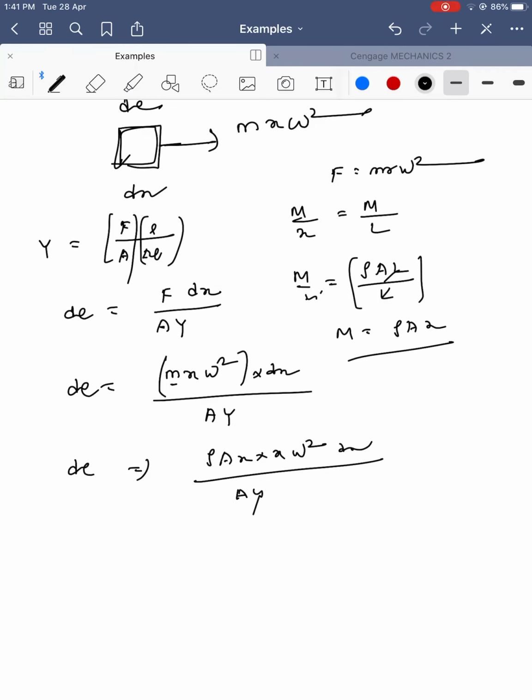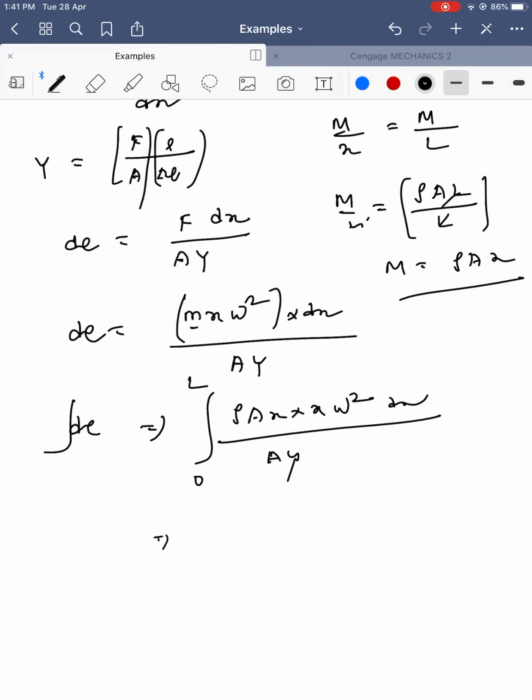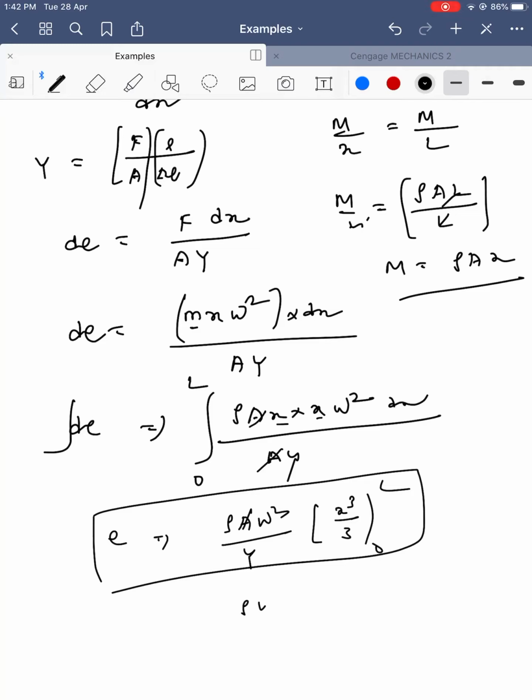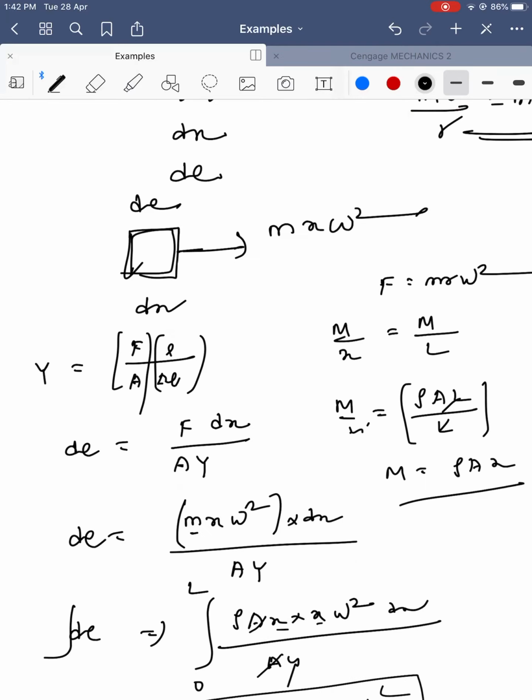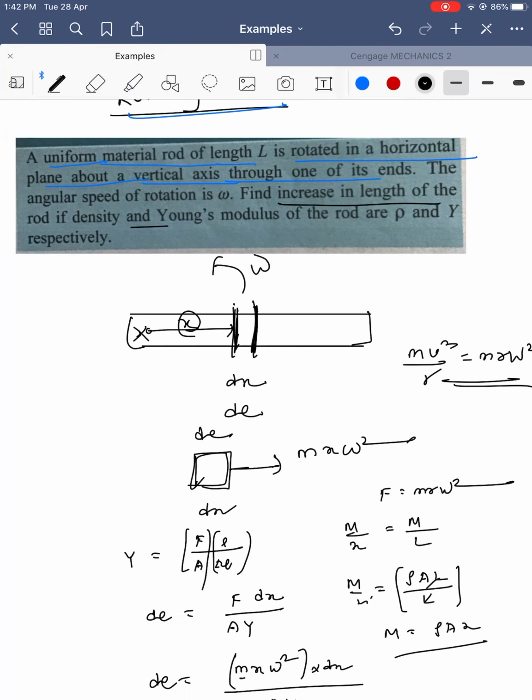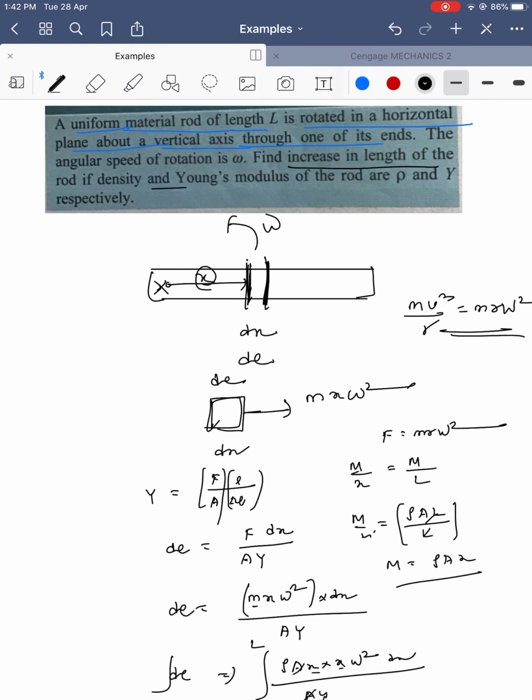So we integrate dE from where to where? 0 to capital length L. Okay, let's simplify this part. x into x square dx will be x cube by 3, rho A omega square by A Y. A gets cancelled, rho omega square by Y into x cube by 3 from 0 to L. This is the elongation: rho omega square L cube by 3 Y. This is the elongation in the rod because of centrifugal force, because of rotation. Understand? Okay, we are going to the next question.